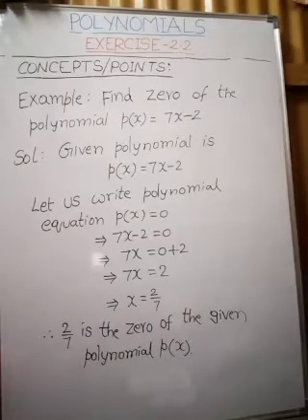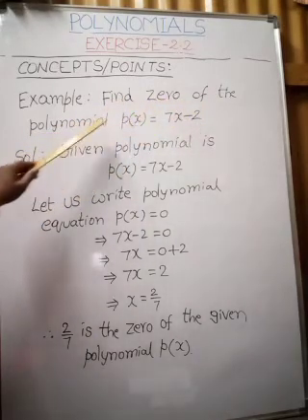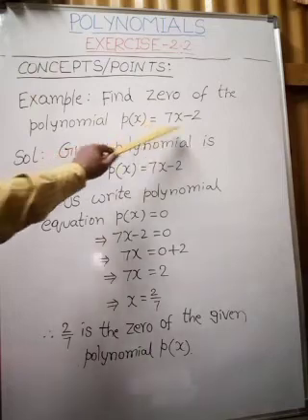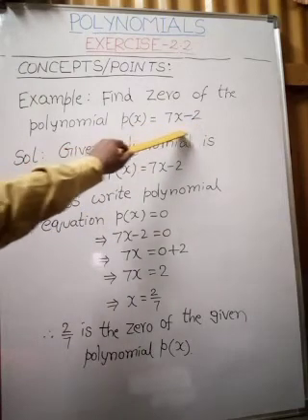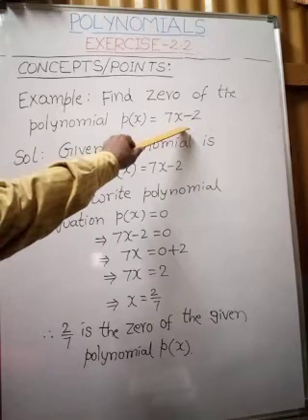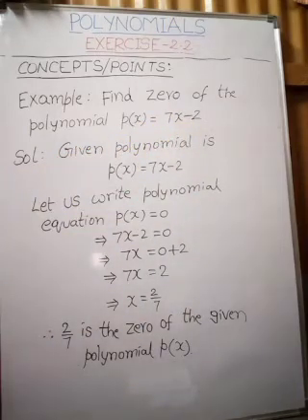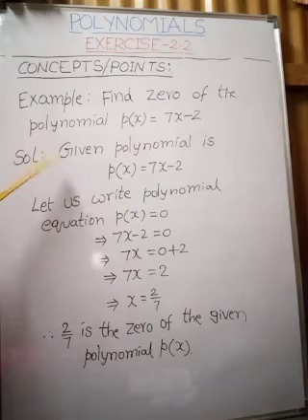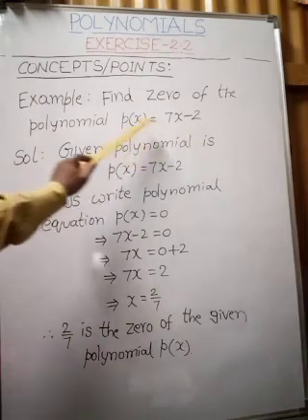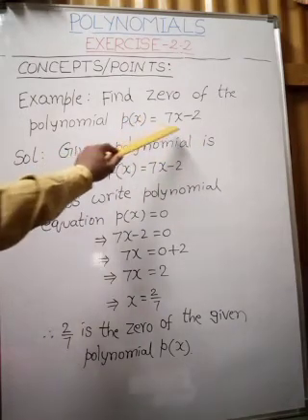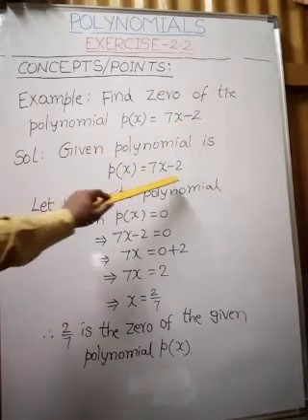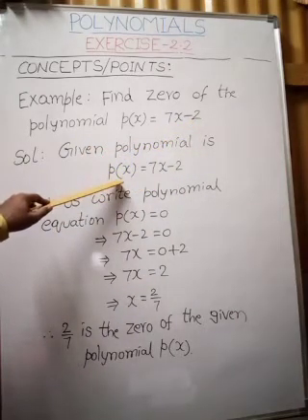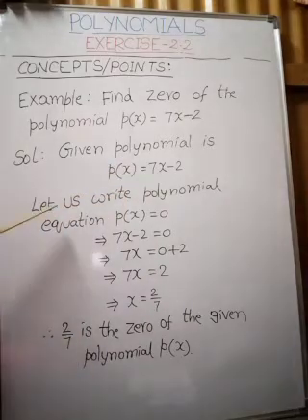Now let us take an example for finding the zero of a polynomial p of x. See here, find the zero of the polynomial p of x is equal to 7x minus 2. This is the given polynomial. We have to find the zero of this polynomial. Come to the solution part. First we write the given polynomial: p of x is equal to 7x minus 2. Understood, my dear children?